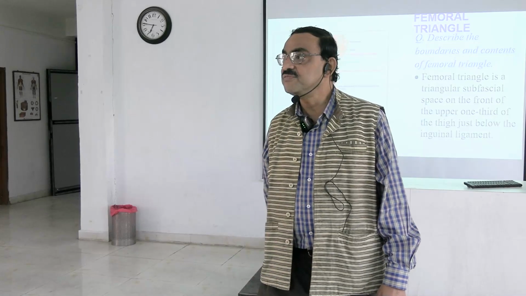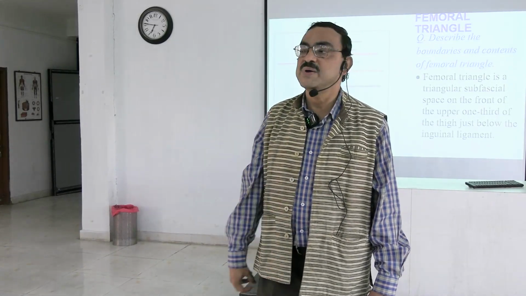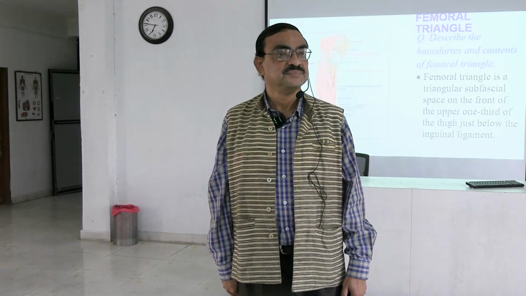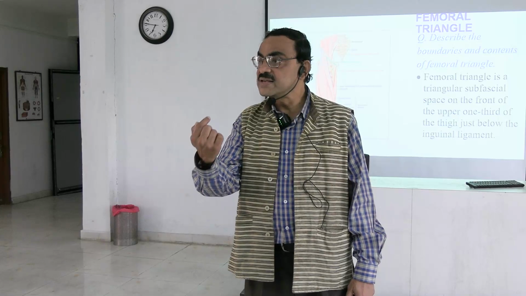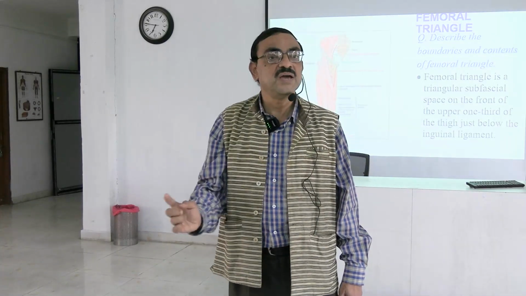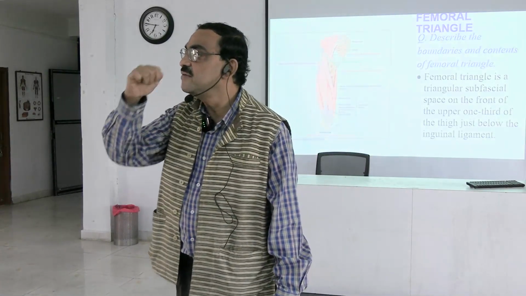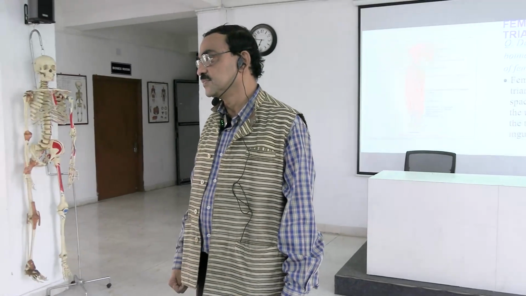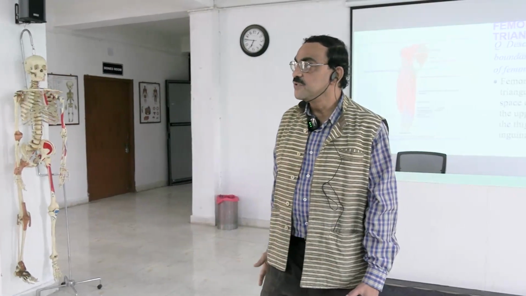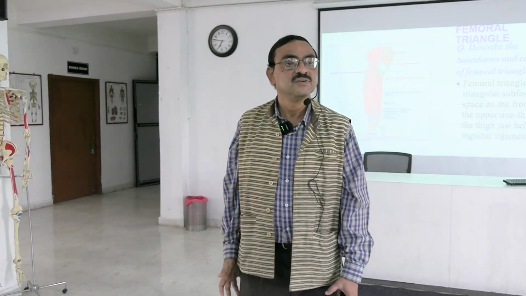And within the deep fascia, there is an opening in the upper medial aspect, which is called the saphenous opening. Through that saphenous opening, the great saphenous vein pierces that opening and ultimately enters and drains into the femoral vein. And this fascia covers all the deeper structures.